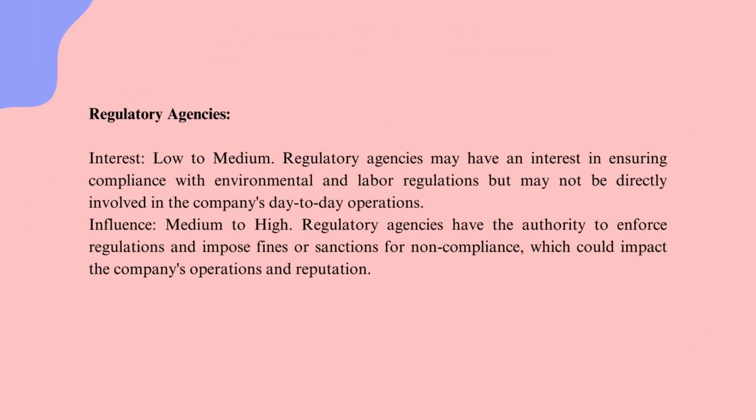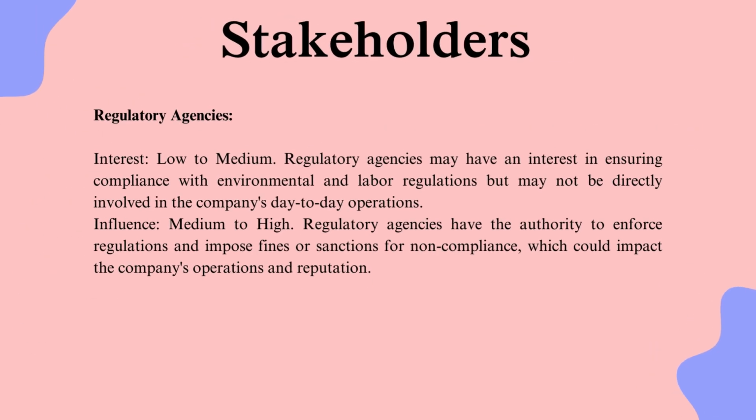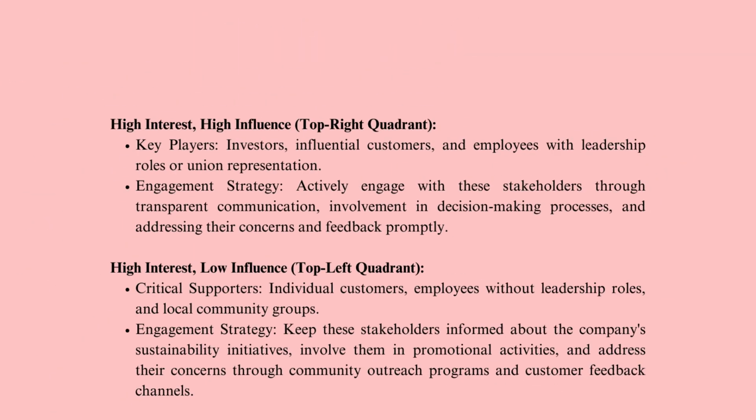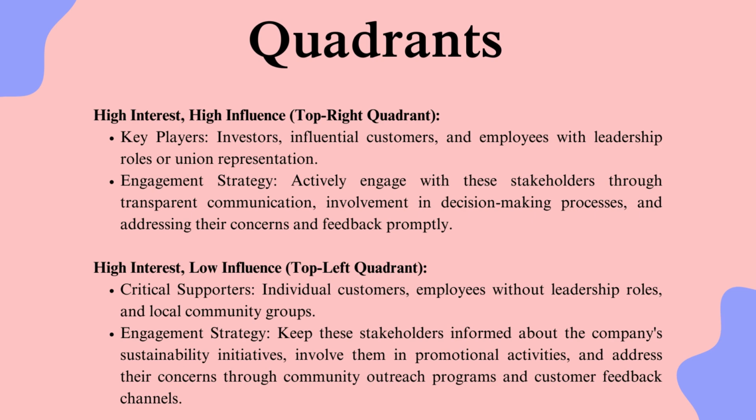Regulatory agencies. Interest is low to medium. Regulatory agencies may have an interest in ensuring compliance with environmental and labor regulations but may not be directly involved in the company's day-to-day operations. Influence is medium to high. Regulatory agencies have the authority to enforce regulations and impose fines or sanctions for noncompliance, which could impact the company's operations and reputation. Now, let's see how to identify quadrants.